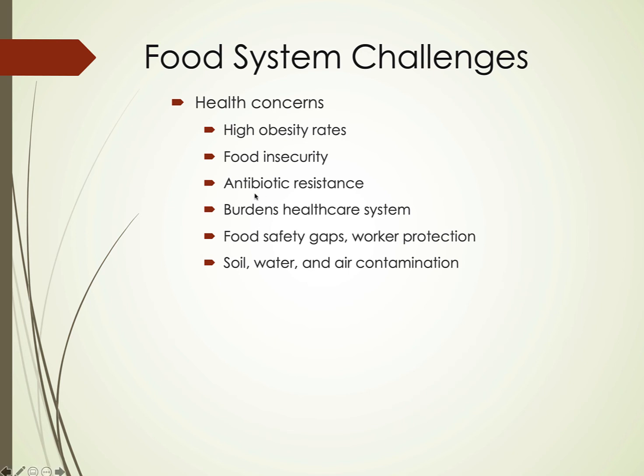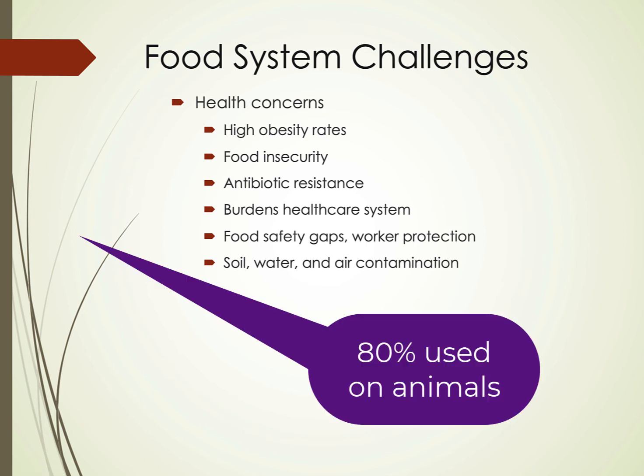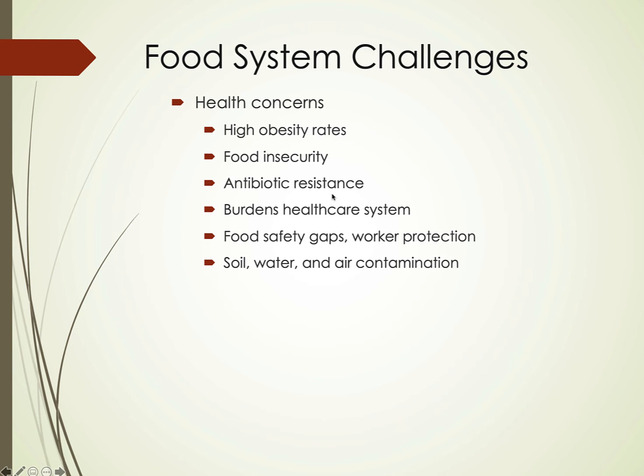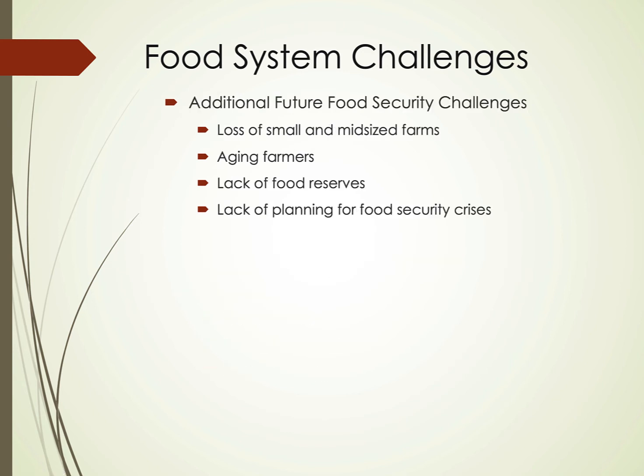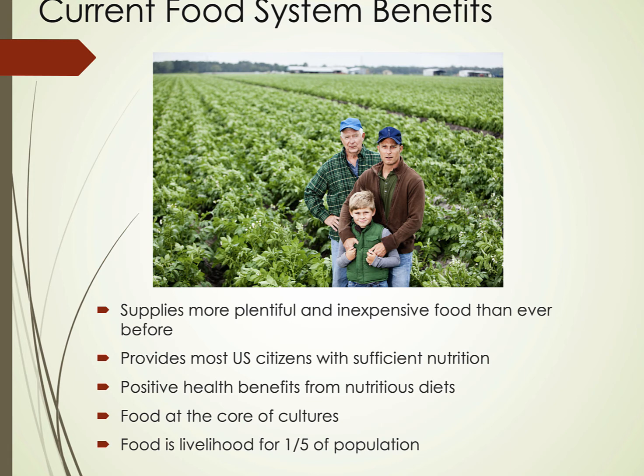Food insecurity, antibiotic resistance. 80% of the antibiotics that are used in this country are actually for the animals. And now that resistance is carrying over into our lack of resistance to bacteria. Environmental challenges, future food security challenges, loss of small and mid-sized farms, aging of farmers, lack of food reserves. The current food system benefits: supplies are more plentiful and inexpensive than ever.